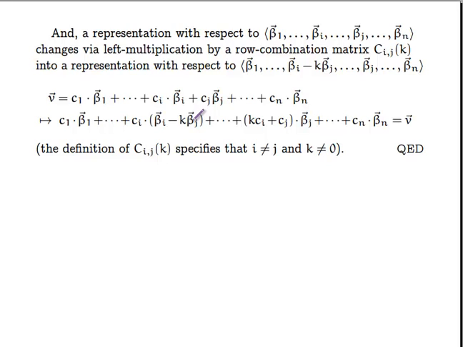So to recap, we've shown that every single one of these elementary matrices represents a change of basis, and if we multiply change of basis matrices one after the other, that represents a net change of basis. So any non-singular matrix can represent a change of basis.